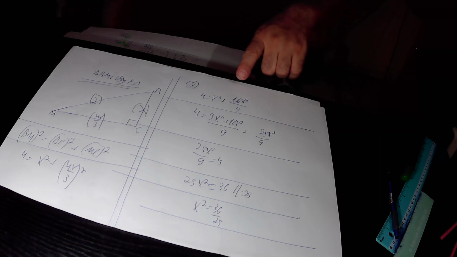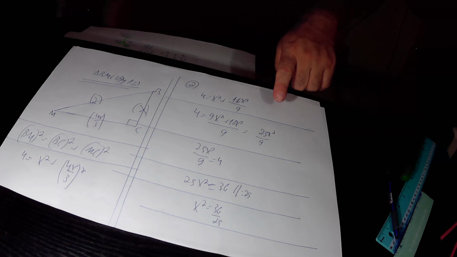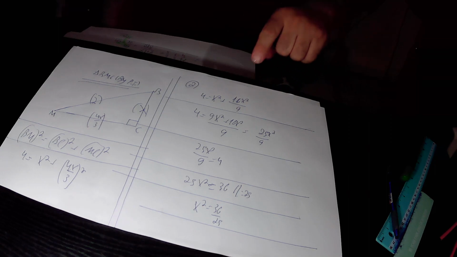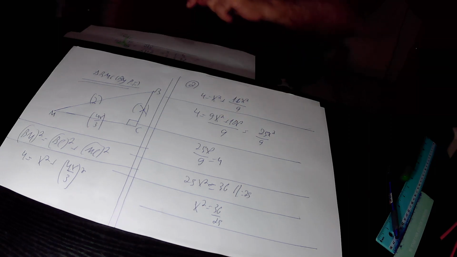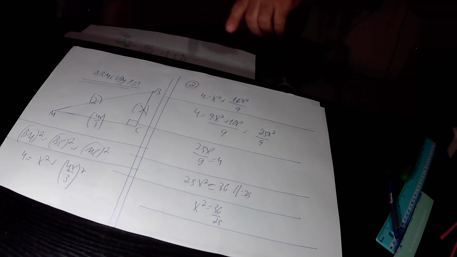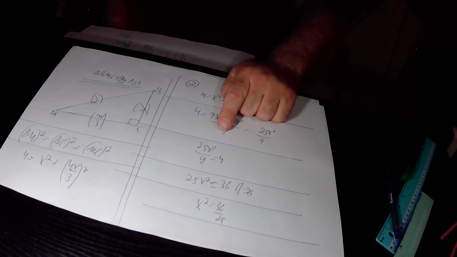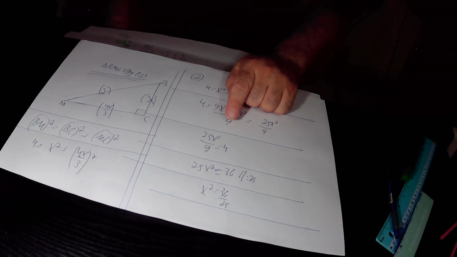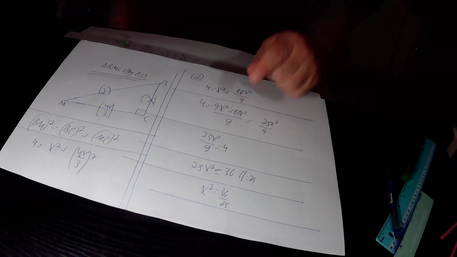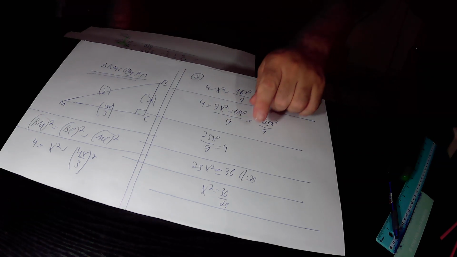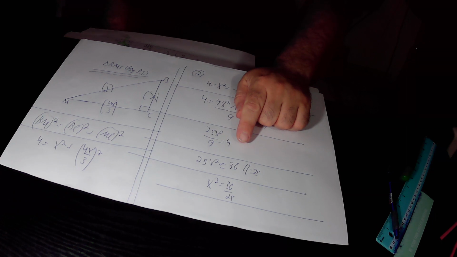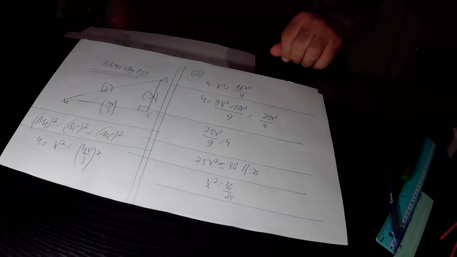9x squared plus 16x squared is 25x squared over 9 equals 4. Again, 25x squared over 9 equals 4. Here we multiply this equation by 9 and finally found out that 25x squared equals 9 times 4, that is 36. Here we divided this equation by 25 and finally found out that x squared equals 36 over 25.